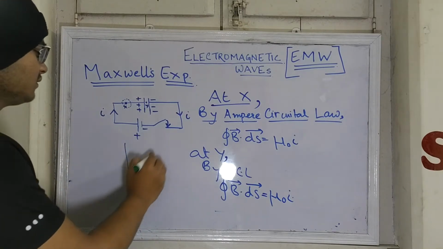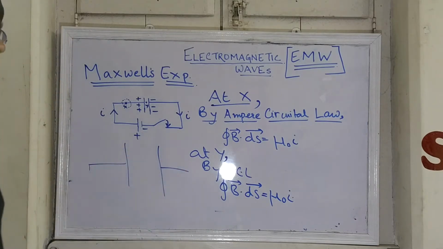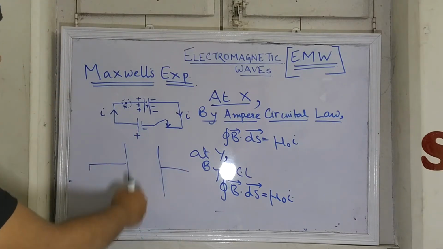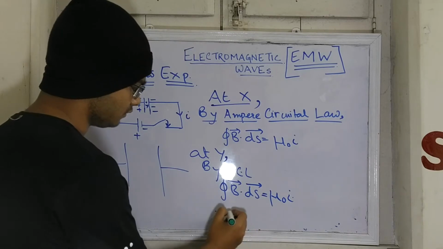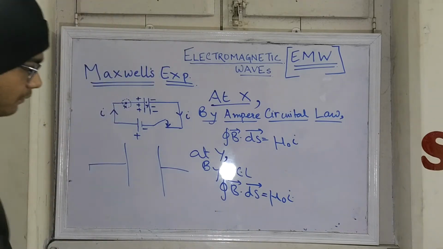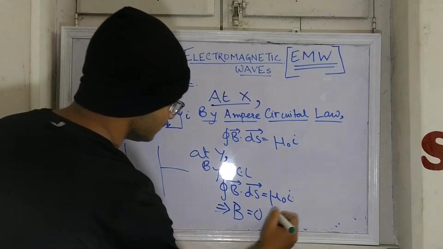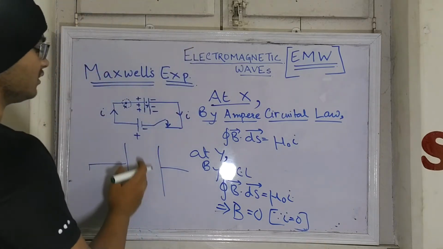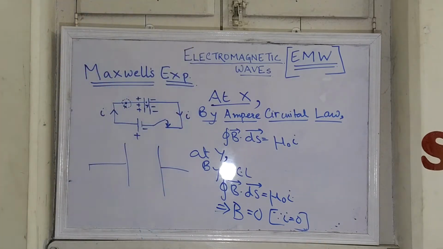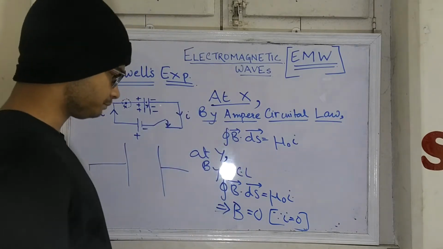Between the two parallel plates of the capacitor, there is just empty space, no material to conduct the current, right? No continuity between the two plates of the capacitor, so there is no current, so this I becomes 0, so B naturally becomes 0 inside the capacitor, since I equals 0 between the plates. According to Maxwell, by Ampere circuital law, there is no continuity.